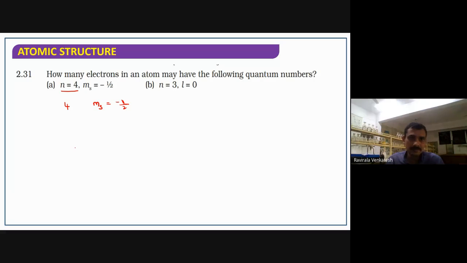Now first of all, we'll see l values. What l values are possible for the fourth principal quantum number? Which l values are possible? Anybody? Apurva, are you there?